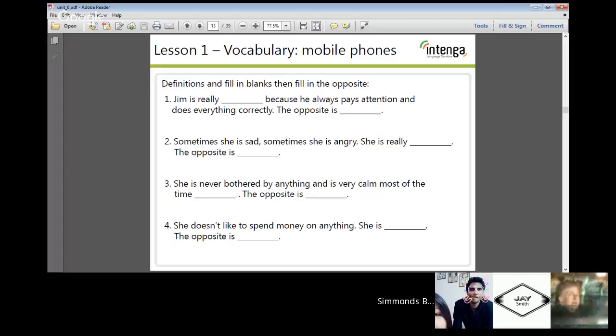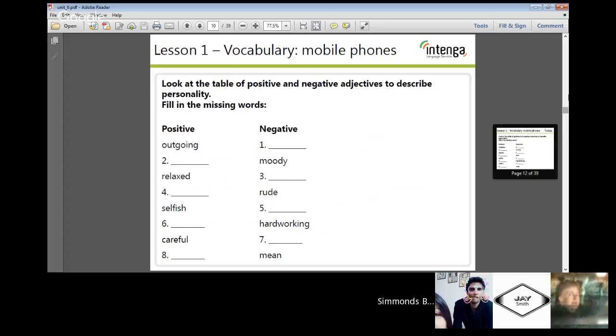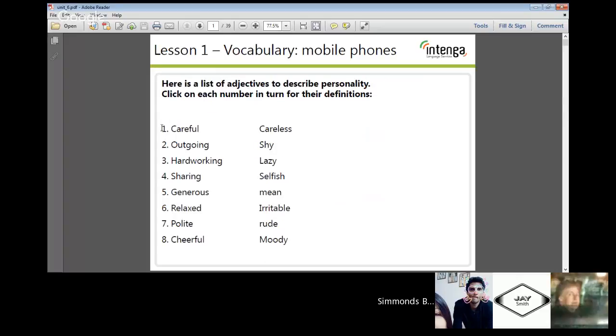The opposite is. Okay. Does anyone have any ideas? And again, let me just go forward. This is slide number 13. Okay. This is a list that we had from the beginning, from a different class. So we have careful, outgoing, hardworking, sharing, generous, relaxed, polite, cheerful, careless, shy, lazy, selfish, mean, irritable, rude, and moody. All right, so this is technically the list that we're working off of. So do any of these make sense?